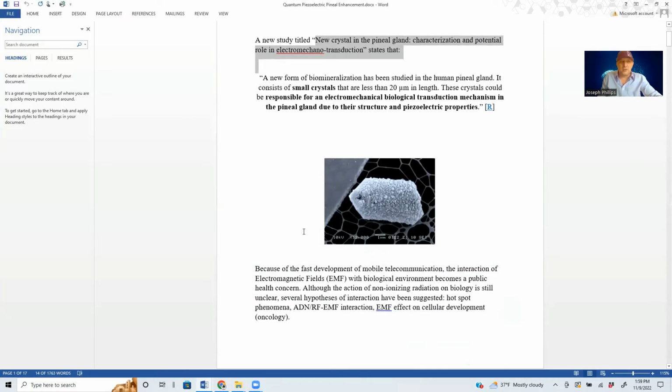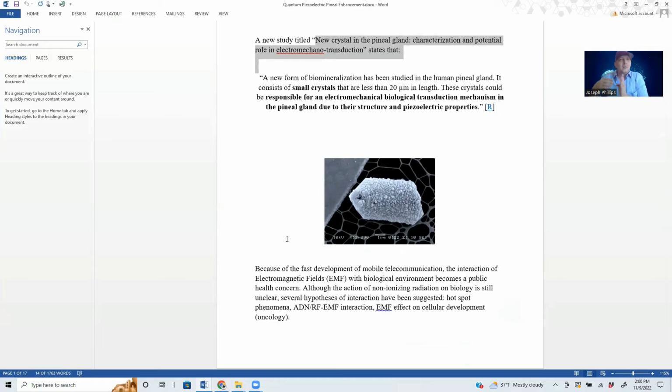And so they found 2 crystals in the brain. One of them was calcium carbonate, which is limestone, which is marble, which is piezo. That's calcium carbonate, what they lined the pyramids with back in the day. It transduces energy. And the other one was calcium oxalate.